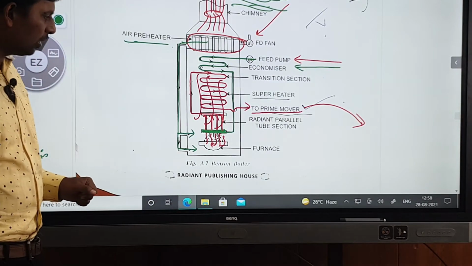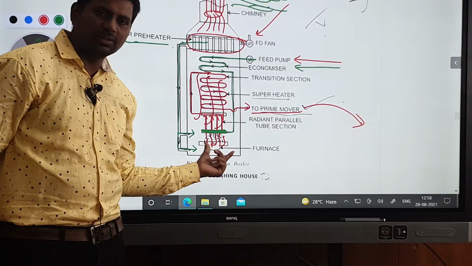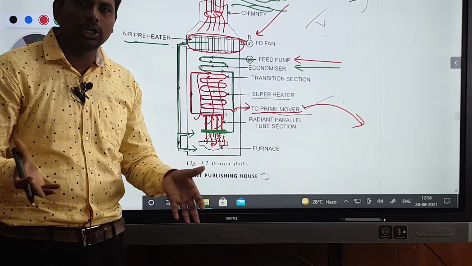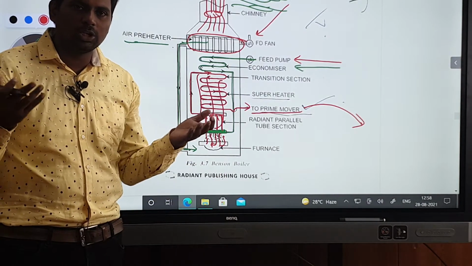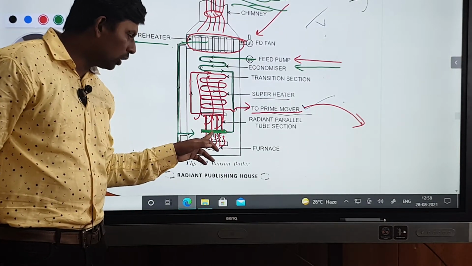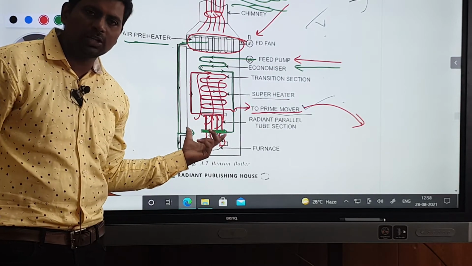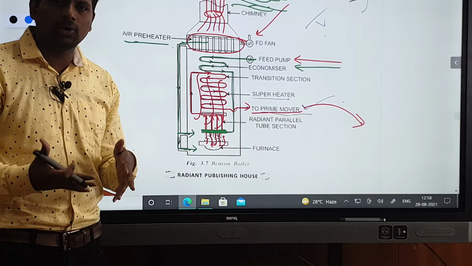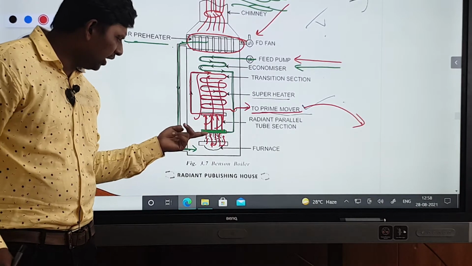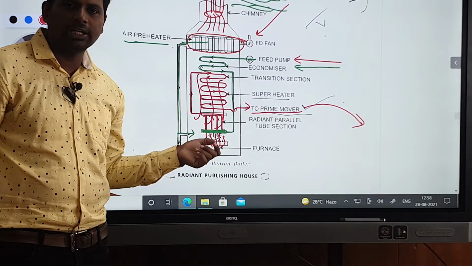So what will happen in a Benson boiler? Here a furnace is there. The furnace will release the hot gases. When the furnace releases the hot gases, they go to the lower chamber, and this one is the upper chamber. In the lower chamber, what is there? Water is there. Water is converted into steam. That steam is passed through the higher chamber.